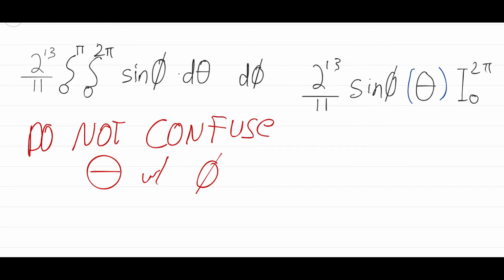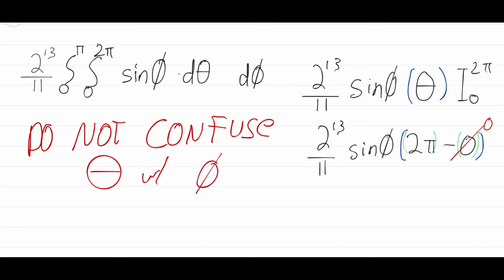It happens a lot because they look the same. Because you're probably very familiar with theta, but you're not very familiar with phi. So it tends to happen. So that's why I'm making it clear right here. Do not confuse phi with theta. So sine phi is a constant. And obviously 2 to the 13th over 11 is a constant. So now we're going to plug in the bounds. You get 2 pi minus 0. And we know this one zeroes out. So 2 times 2 pi is 2 to the 14th power divided by 11 times pi, because it's essentially 2 to the 1 power times sine phi. So now let's integrate with respect to phi.